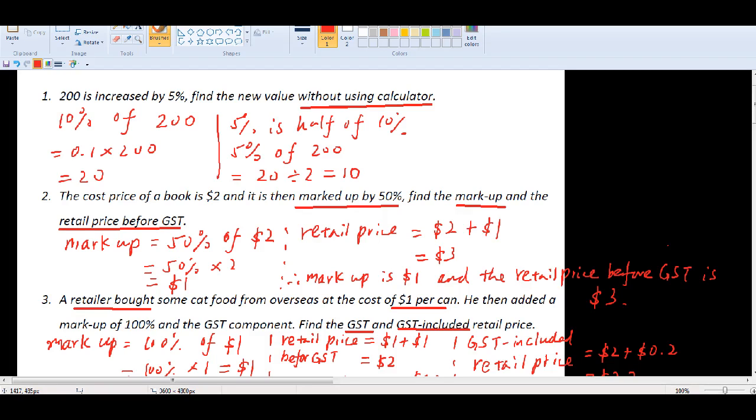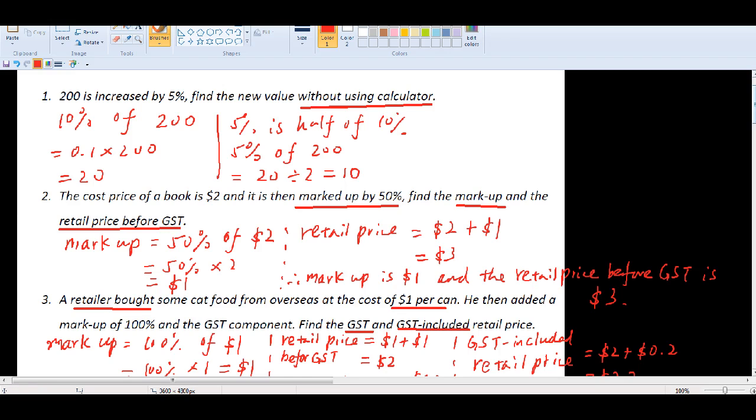Okay, so let's check. The first one is 200 increased by 5%, need to find the new value without using a calculator. So without a calculator, you need to think about 10%, because for 10% you just move the decimal point to the left by one digit, right? So 200 becomes 20. And you need to think about 5% is half of the 10%. So 5% of 200 will be half of 20, which is 10. So that's the way we do it without a calculator.